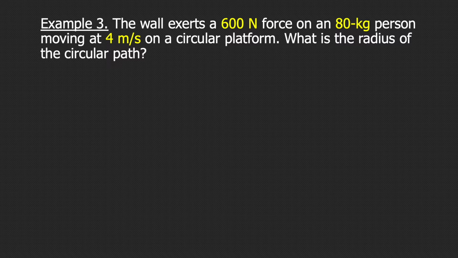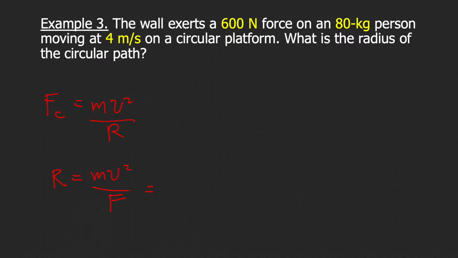For the third example, the wall exerts a 600 newton force on an 80 kilogram person moving at 4 meters per second on a circular platform. Now, what is the radius of the circular path? Again, we will use the same equation, so F_c is equal to m v squared over r. So now we are looking for r, therefore r is equal to m v squared over F.